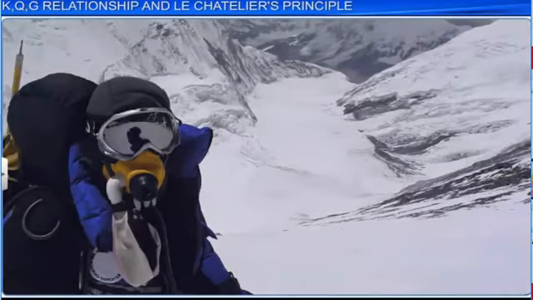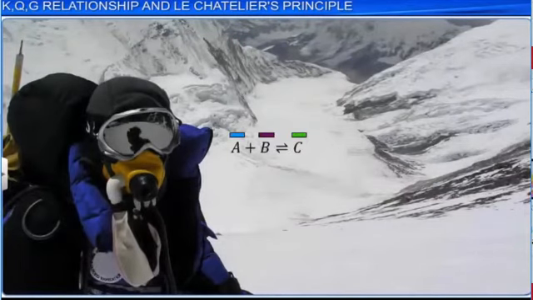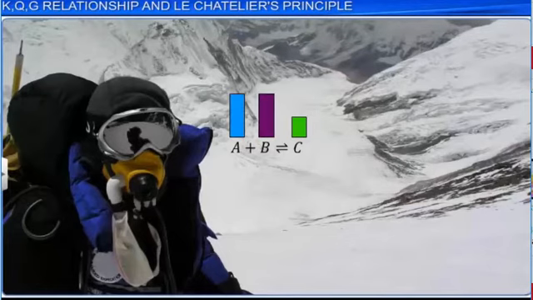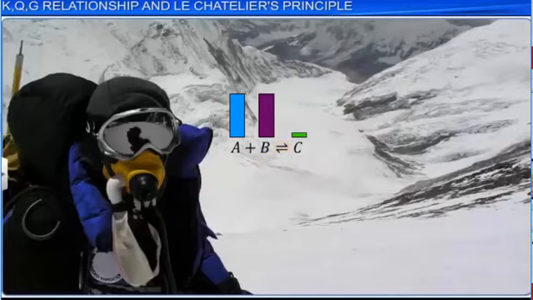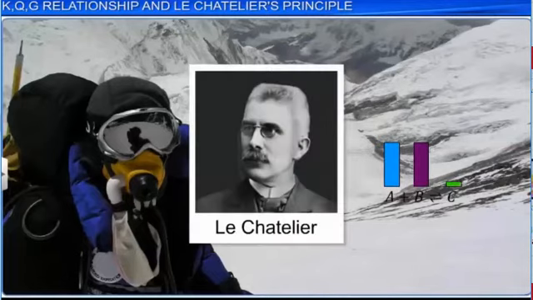Thus, we can say that if a system at equilibrium is subjected to a change in the concentration of one of the substances, then it no longer remains at equilibrium, and the equilibrium position shifts in the direction in which this change is reduced or nullified. A change in temperature or pressure may also alter the equilibrium. This is the application of an important generalization known as Le Chatelier's principle. The effect of temperature, pressure, and concentration on a reversible reaction in equilibrium was predicted qualitatively by Le Chatelier. He gave a principle which is now known as Le Chatelier's principle.